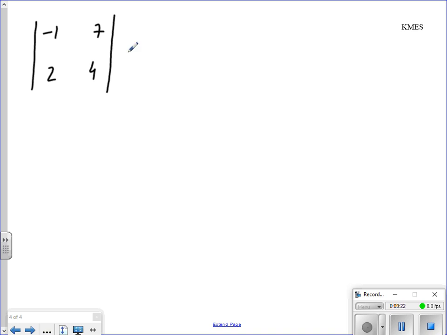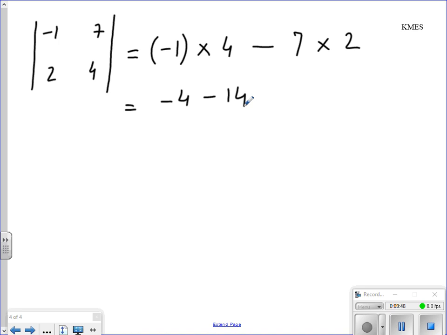Now to find the value of this determinant, the method is minus 1 multiplied by 4 minus, which comes from the formula, 7 multiplied by 2. Moving ahead, minus 1 into 4 will give us minus 4. Minus 7 into 2 will give us minus 14. So minus 4 minus 14, the answer is minus 18. As you can see over here, the value of the determinant here is minus 18.